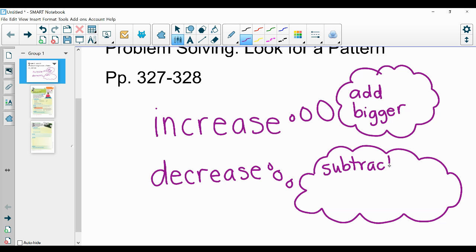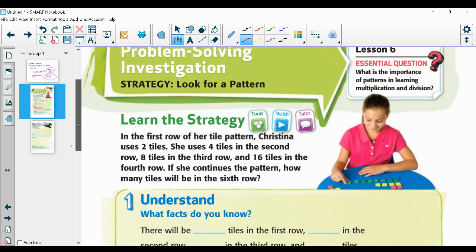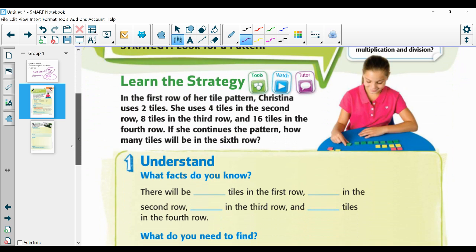And if it's not getting bigger, it is getting smaller. So increase is bigger, decrease is smaller, increase is add, decrease is subtract. They are opposites, they are antonyms. All right, let's get started with problem solving. So first, we're going to learn the strategy looking for a pattern.